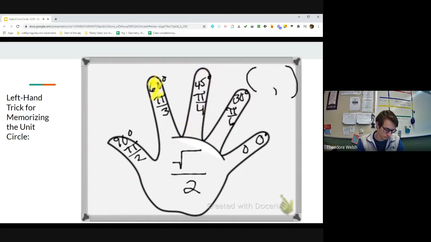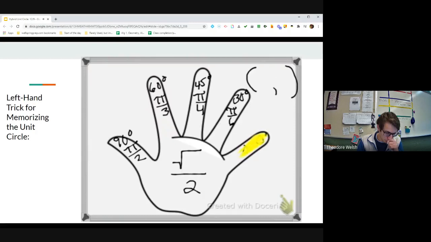Let's do 60 degrees. I will put this finger down. And then I would look to see how many fingers do I have on the left. I have 1. So this is going to be square root of 1, which is 1 over 2. And on this side, I have 3 fingers. So it would be 3 that will go underneath my square root. And that's what's going to be the answer. It even works for 0 and 90 degrees.